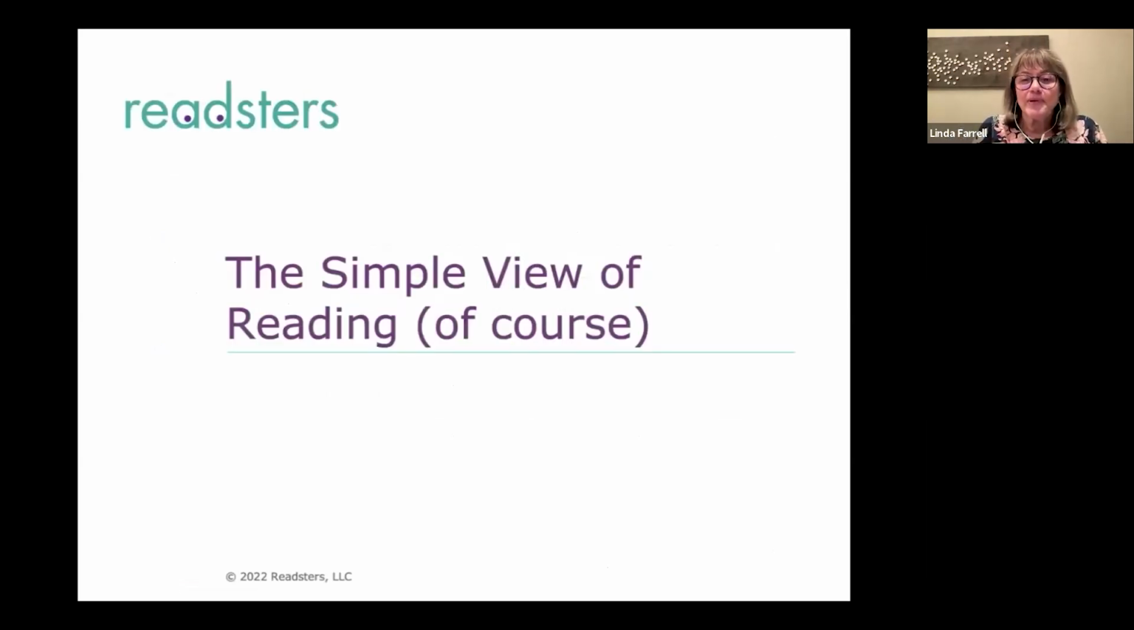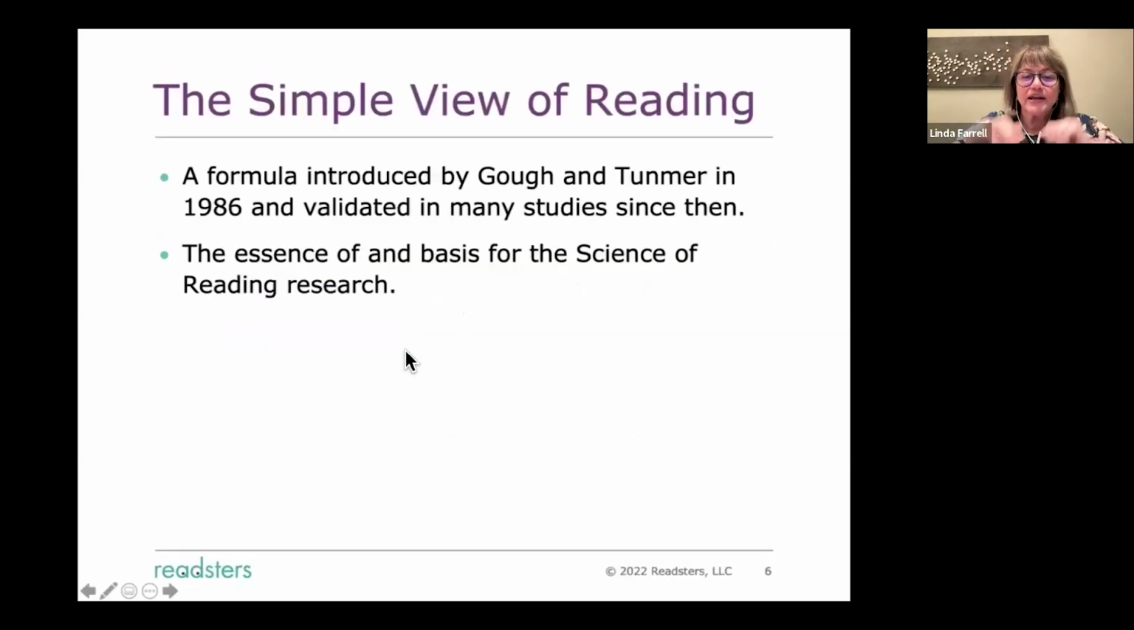I have to talk, of course, about the simple view of reading. I know everyone is saturated with the simple view of reading, so I will be very quick with this. This is not a course on the simple view of reading, but just in case you don't know about it, or you know about it but you're not real comfortable, let's review it. It's a formula. I think it is the most important research that we have to guide instruction. Once you understand the simple view of reading, everything else falls into place. It's essentially the essence of and the basis for science of reading research.